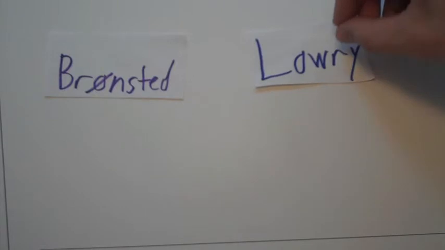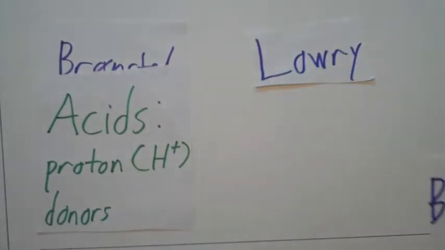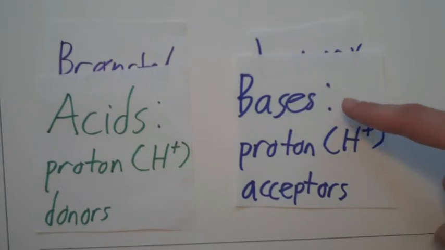So, in 1923, Johannes Bronsted of Denmark and Thomas Lowry of England created the Bronsted-Lowry definitions of acids and bases. Instead of looking at the presence of hydrogen ions, Bronsted and Lowry chose to look at the transfer of hydrogen ions. The Bronsted-Lowry definition of acids and bases states that acids are proton donors while bases are proton acceptors.